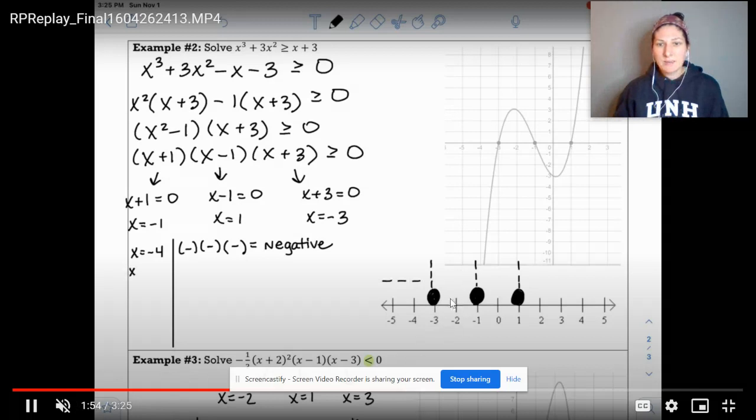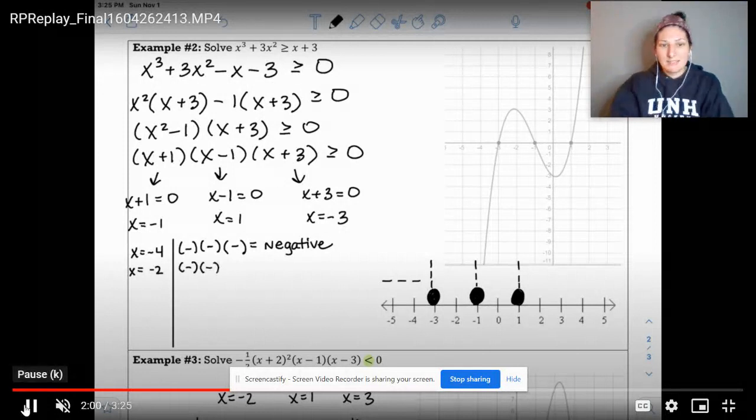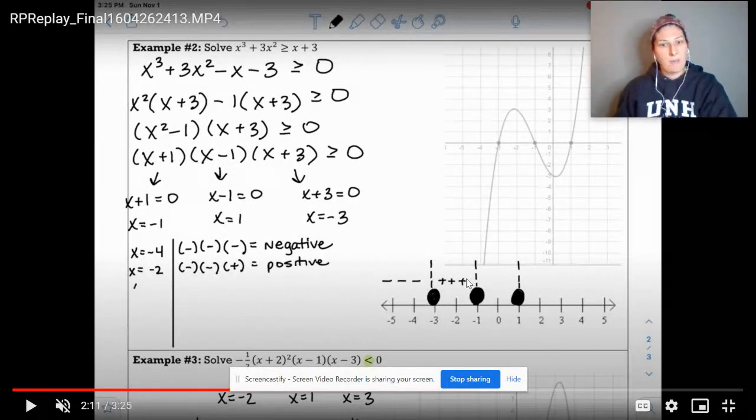So in here, I'm going to plug in -2. Again, I'm plugging it into that factored form. So -2 plus 1 is going to give me a negative. -2 minus 1 is another negative. And -2 plus 3, now that would give me a positive number. When I multiply a negative times a positive, I'm going to get a positive result. So on that region on my number line, I'll mark it up with plus signs.